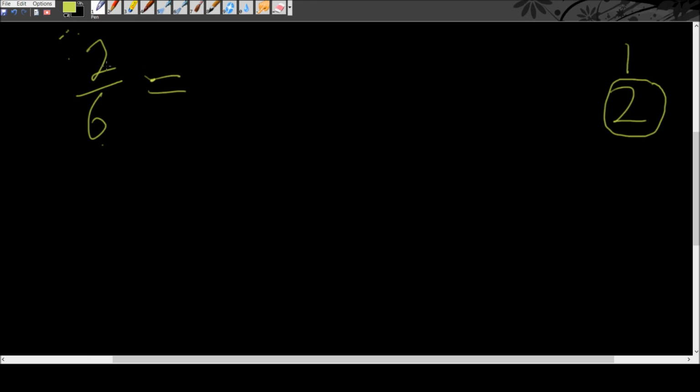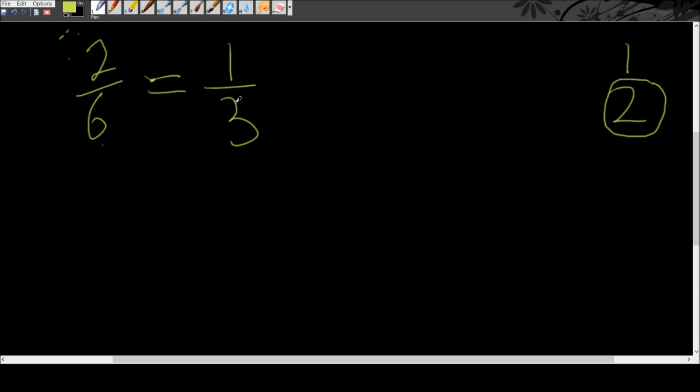Now we're going to say, how many 2's go into 2? 1. And how many 2's go into 6? 3. Lovely. We have now simplified 2 over 6 to 1 over 3 in its simplest form, and we cannot simplify that any further. Okay, beautiful.